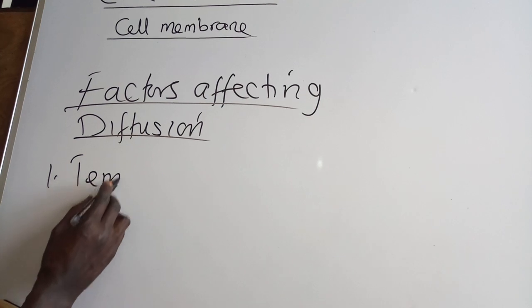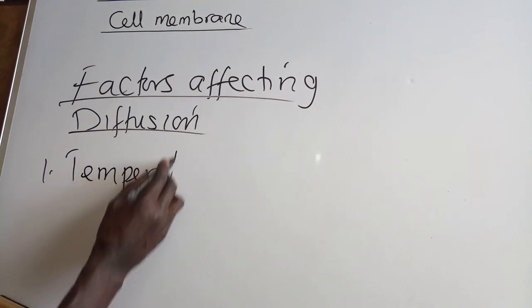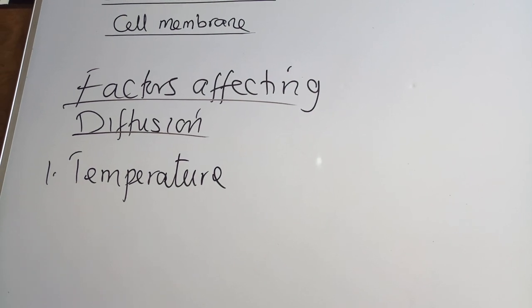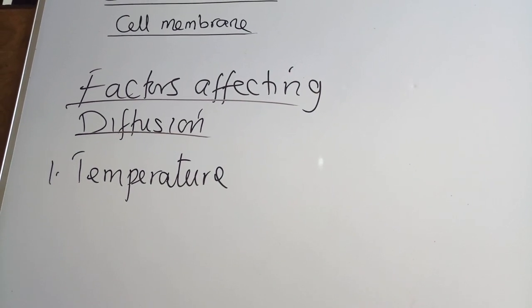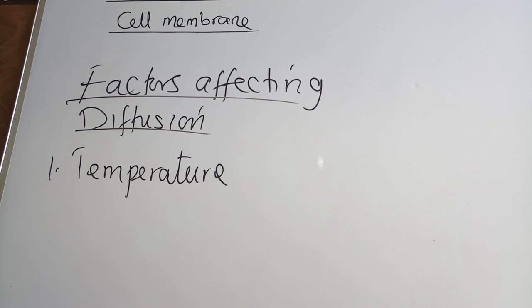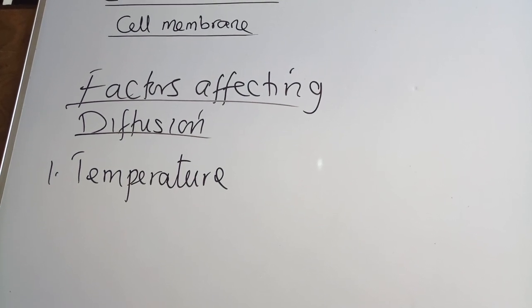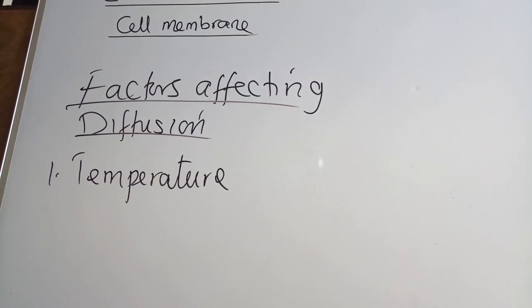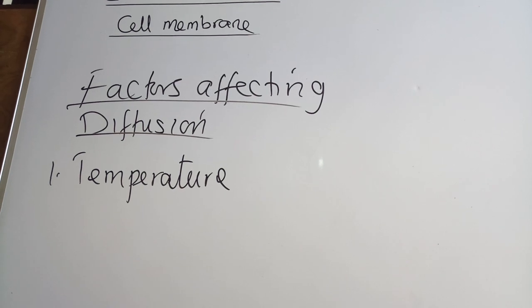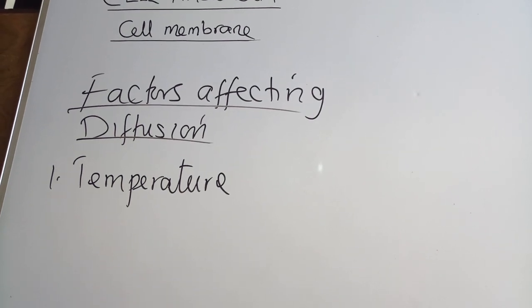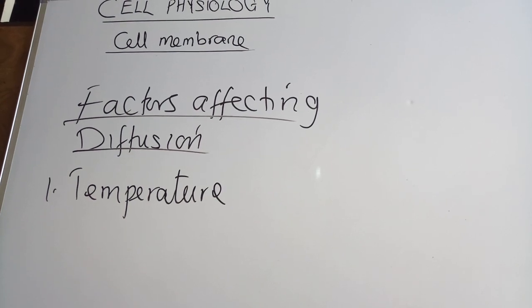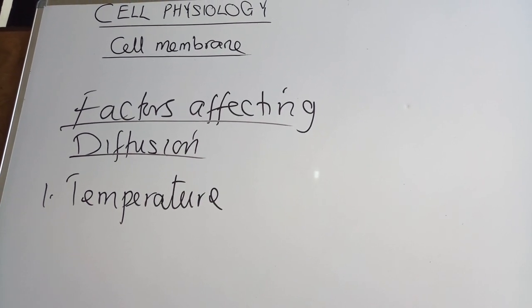Temperature. When the temperature is high, the rate of diffusion is fast. The reason why temperature increases the rate of diffusion is, at high temperature, particles possess high kinetic energy. If the kinetic energy is big, then it means particles will move fast. But if temperature is low, the rate of diffusion is slow. The reason is particles possess a small amount of kinetic energy.